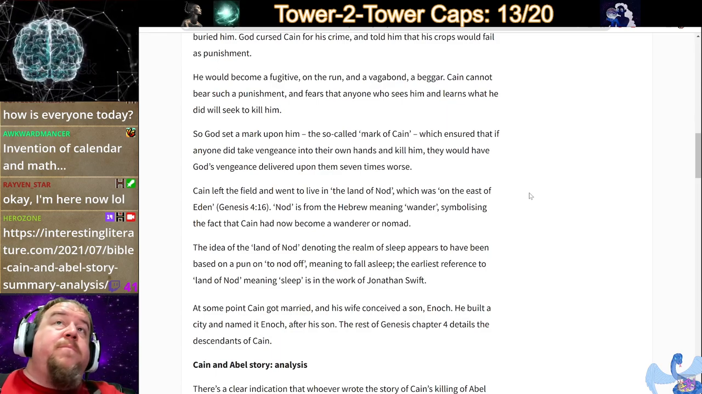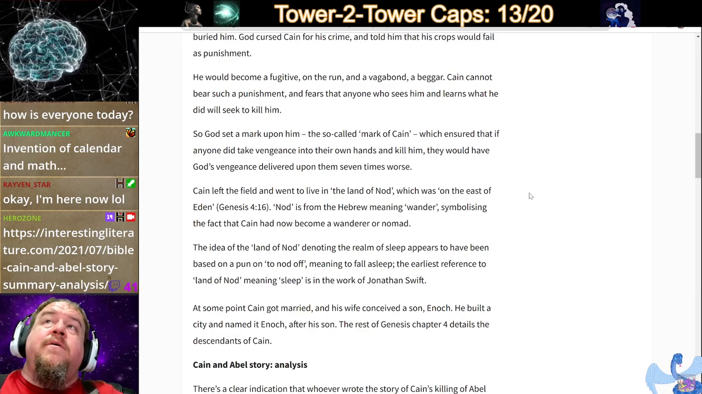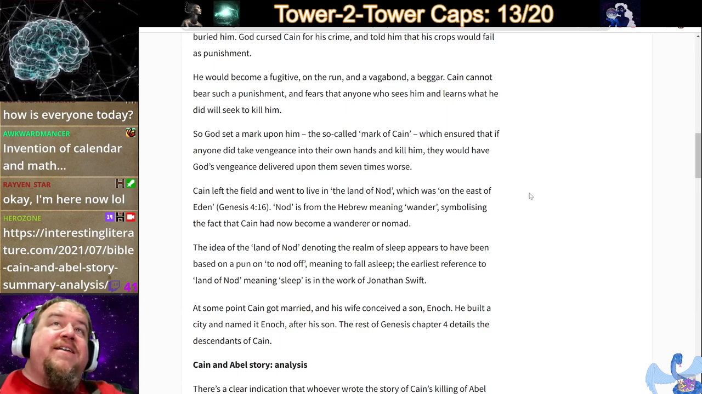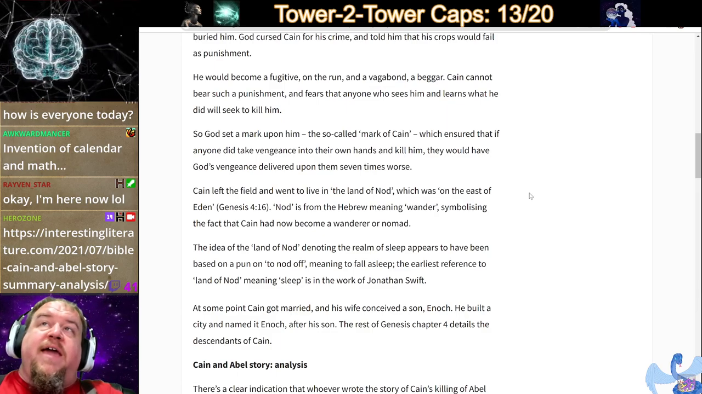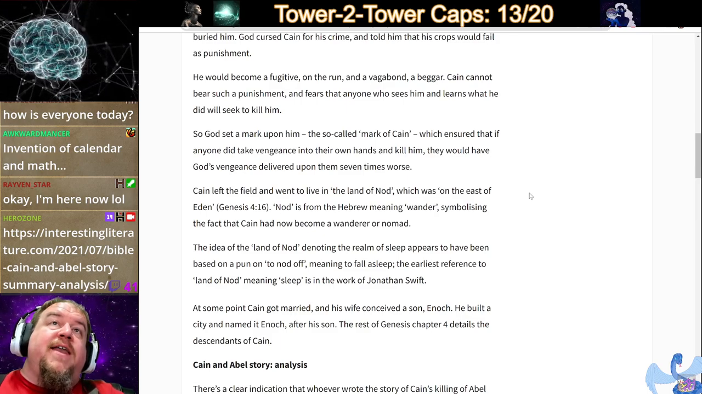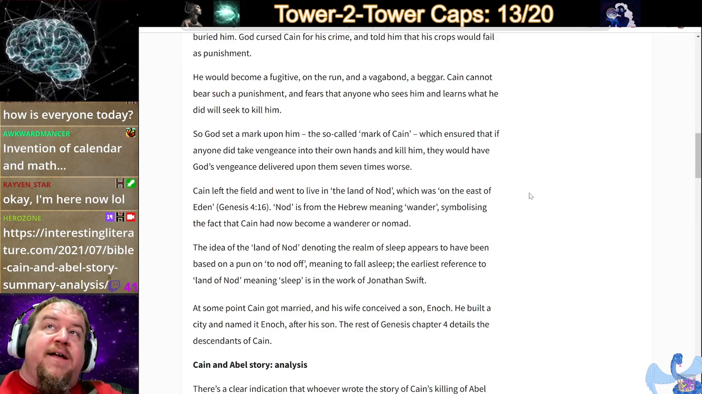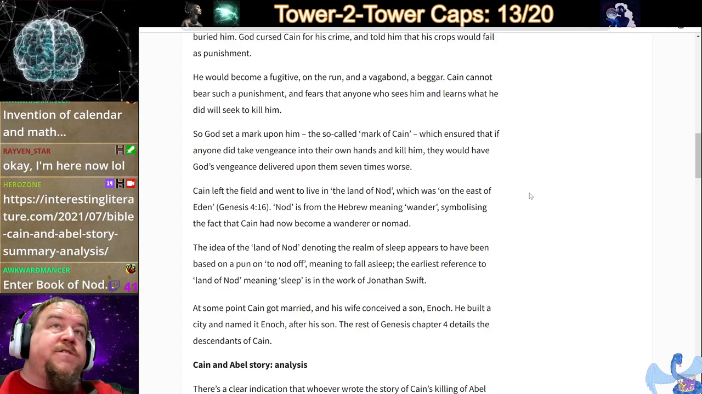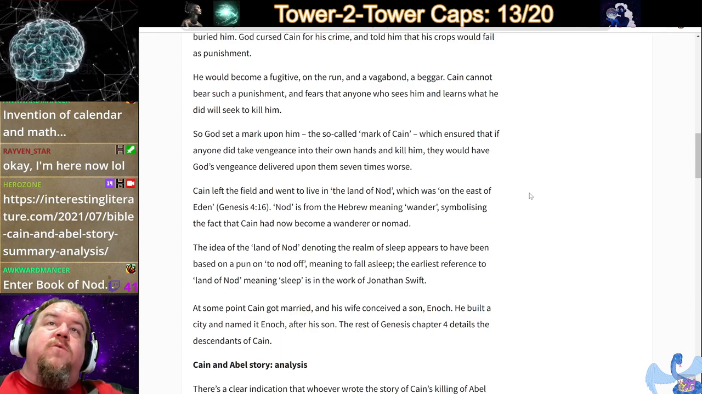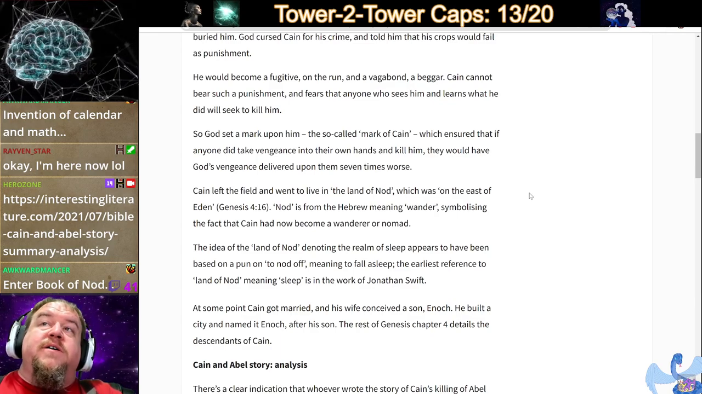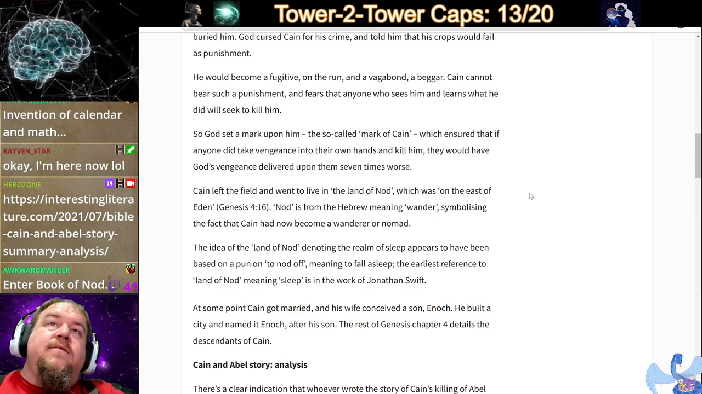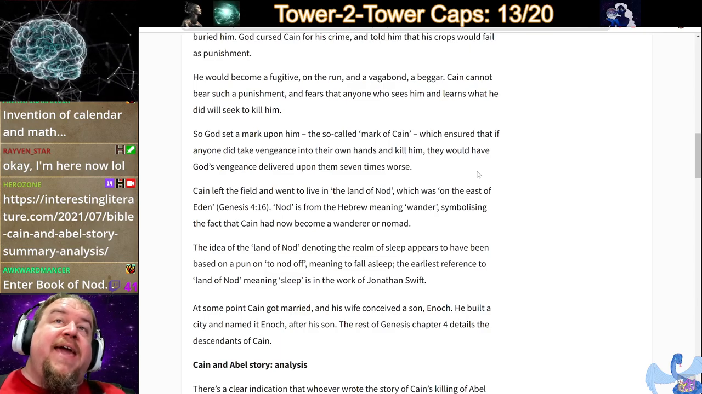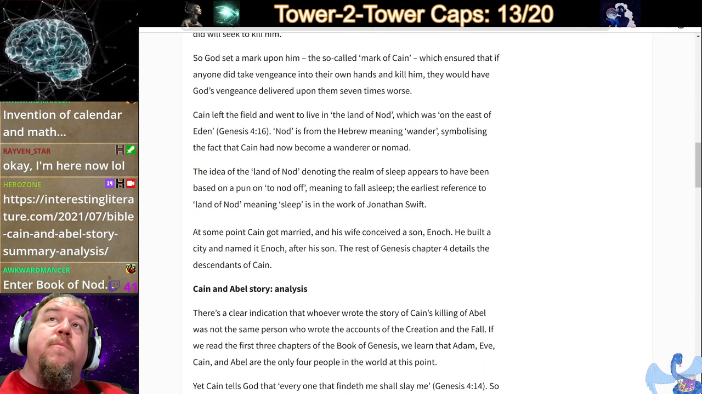Cain cannot bear such a punishment and fears that anyone who sees him and learns what he did will seek to kill him. So God set a mark upon him, the so-called mark of Cain, which ensured that if anyone did take vengeance into their own hands and kill him, they would have God's vengeance delivered upon them 7 times worse. Cain left the field and went to live in the land of Nod, which was on the east of Eden. Nod is from the Hebrew meaning wander, symbolizing the fact that Cain had now become a wanderer or nomad.